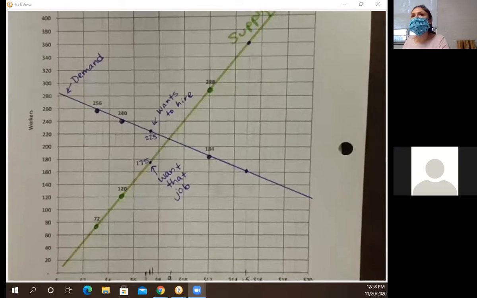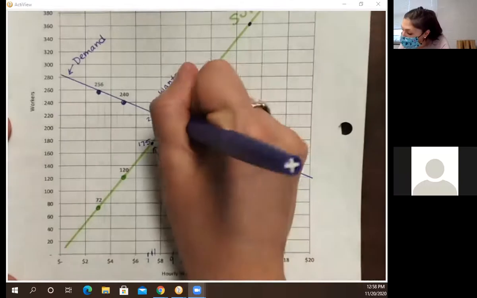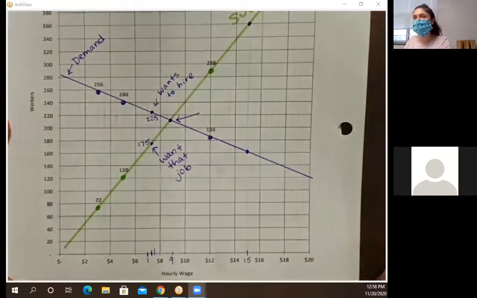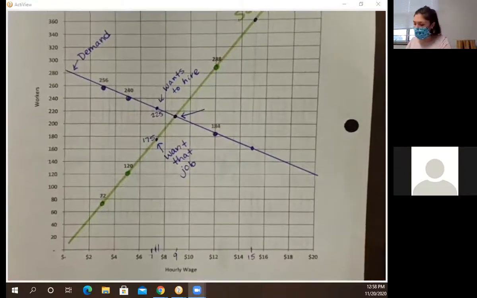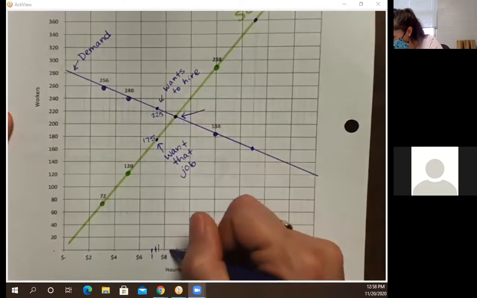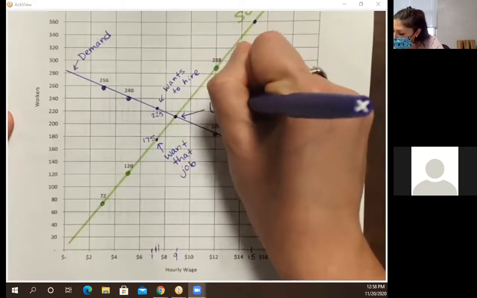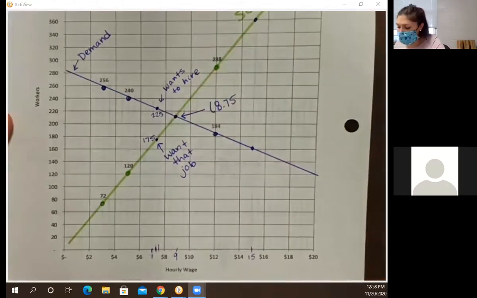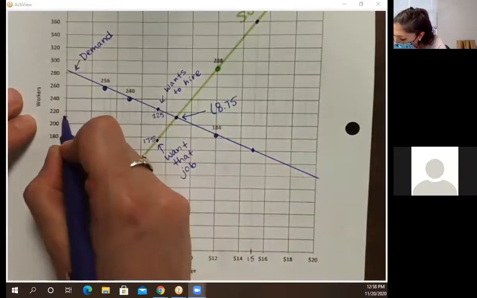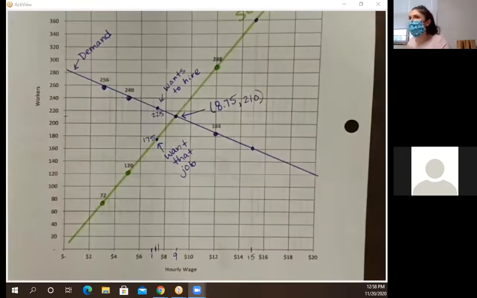what would I be looking for on the graph? Exactly right, where those two lines intersect. That point right there where those two intersect. So this is roughly, let's see, there's 8.50. This is just before 9, so let's say that's 8.75. And then it looks to me like it's pretty close to halfway between 200 and 220, so we'll say 210, maybe 212.